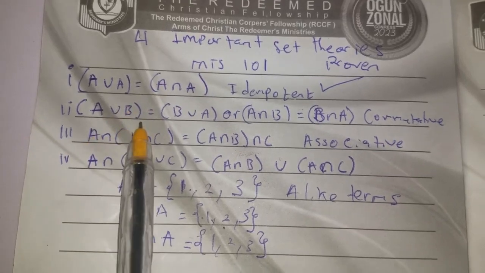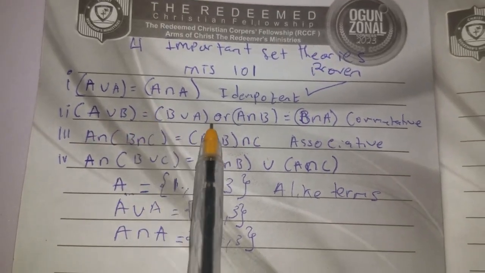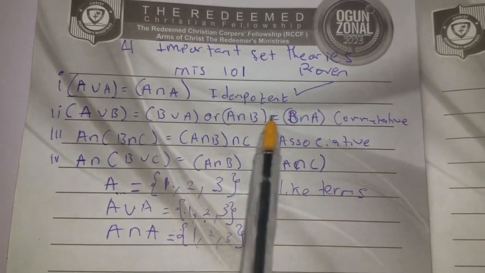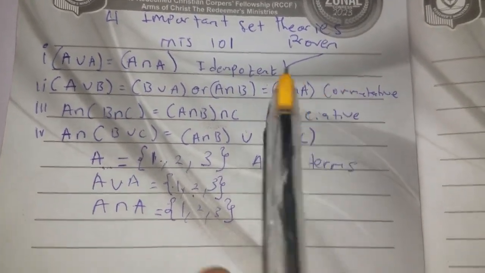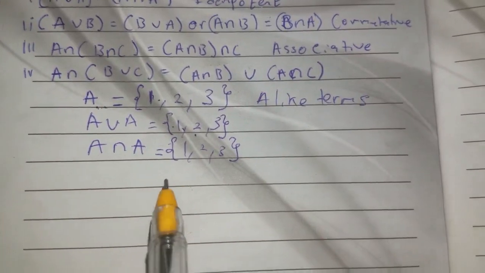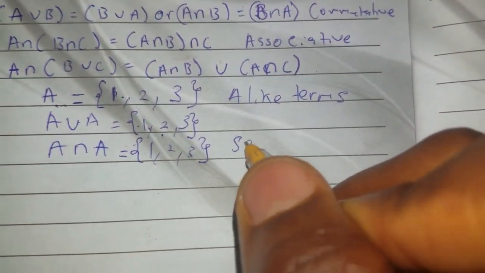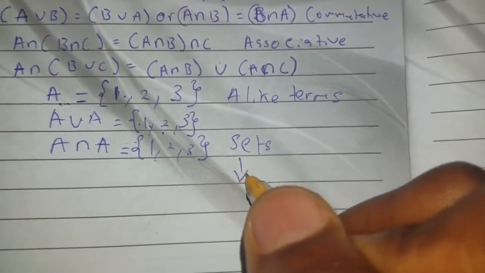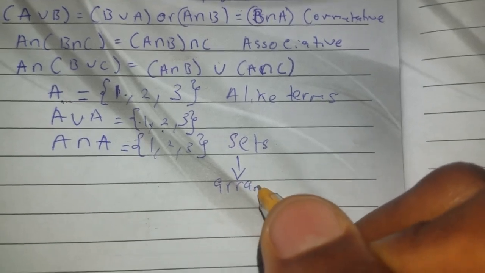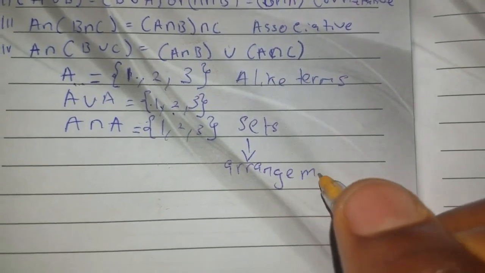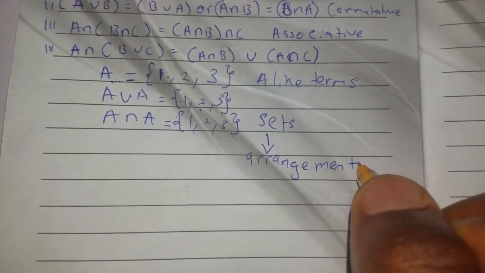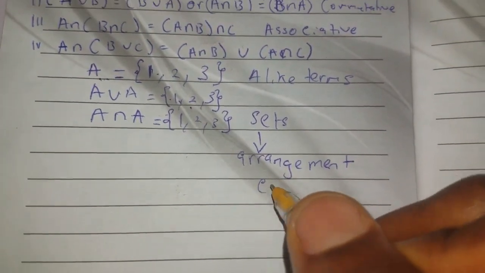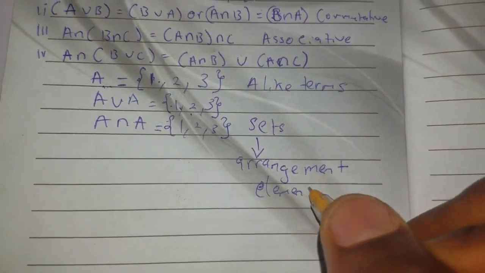A union B is equal to B union A, or A intersection B is equal to B intersection A. It's commutative. Now, one thing I want you to know is that in sets, arrangement doesn't matter a lot. As far as they have the same elements, they are the same sets.